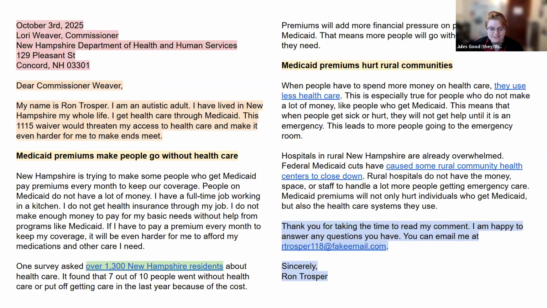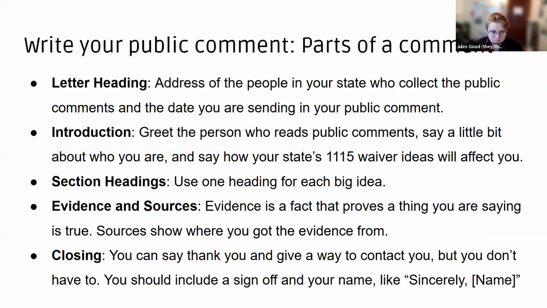On this slide, we have a sample public comment that I fully made up just to be able to show you the parts of public comments. So the letter heading is this part at the top left in red. It says October 3rd, 2025, so that's our date. Lori Weaver, Commissioner, New Hampshire Department of Health and Human Services. That's the person it's addressed to. And then 129 Pleasant Street, Concord, New Hampshire, 03301. That is the address of the person who will be reading it.